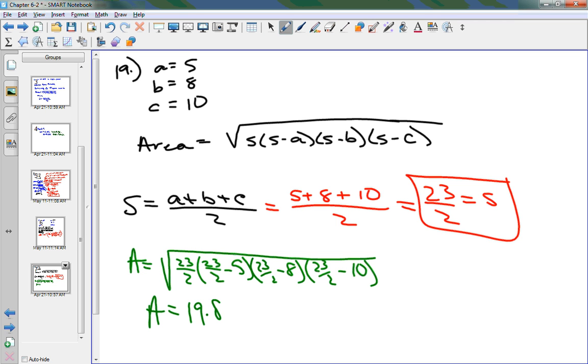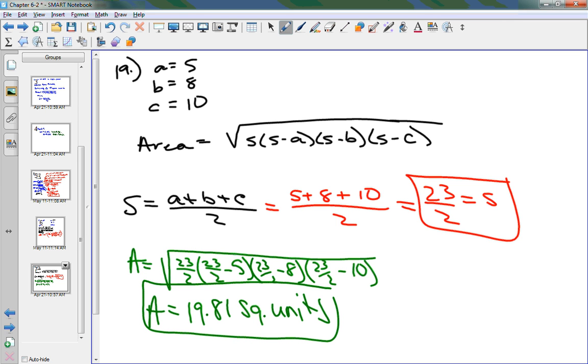Are you trying to find just that? It's just asking for the area. You don't need to find the angle. Can you put units to square? Square units. We don't know what the units are.